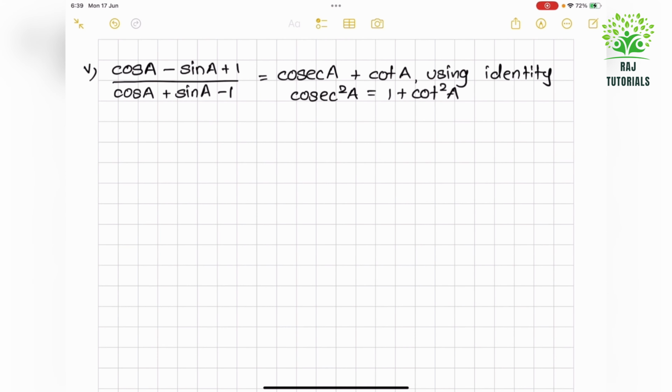Next one is (cos A minus sin A plus 1) upon (cos A plus sin A minus 1) equal to cosec A plus cot A, using the identity cosec square A equal to 1 plus cot square A. So first, again I am doing the same thing, LHS: (cos A minus sin A plus 1) upon (cos A plus sin A minus 1).